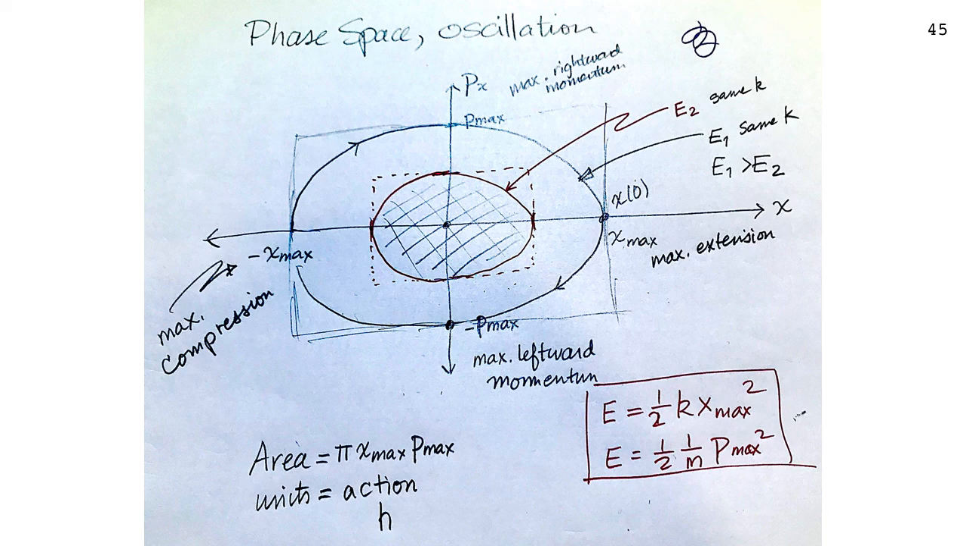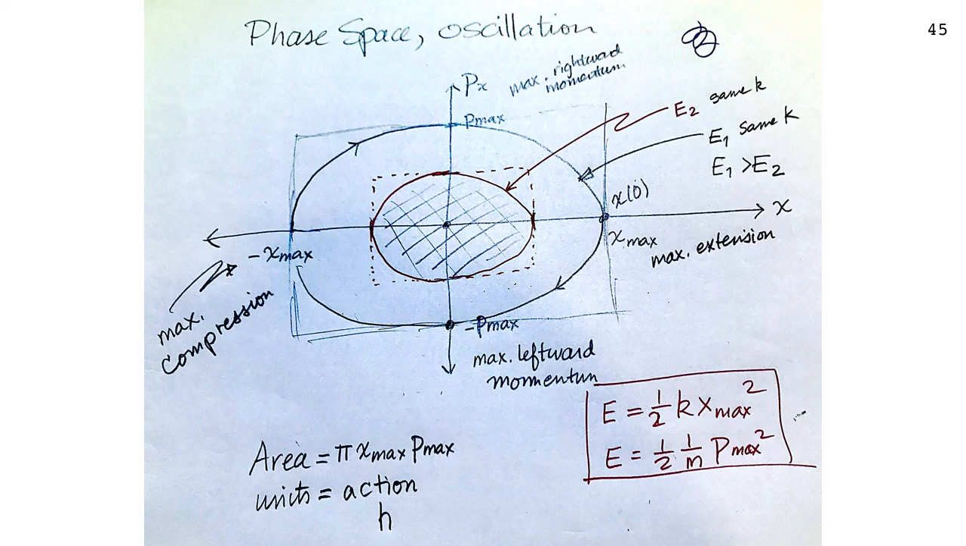So it's going to go to this point first. This is maximum leftward momentum down here, minus P max. Let me get that minus sign a little bit more. All right, so here's the arrow of time. In this case, it's clockwise.